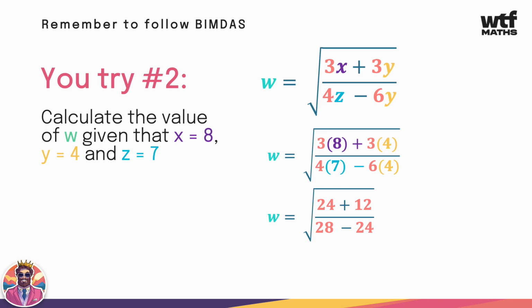The next thing we can do is, looking at the top of the fraction, 24 plus 12 is 36, and we know that 28 take 24 is 4. So the final step, before we do our square root, 36 divided by 4 is going to give you 9. Now, the square root of 9 could give you two answers. It could either give you positive or negative 3. So we're just going to write both answers to be safe, but either one of those should be correct for this question here.